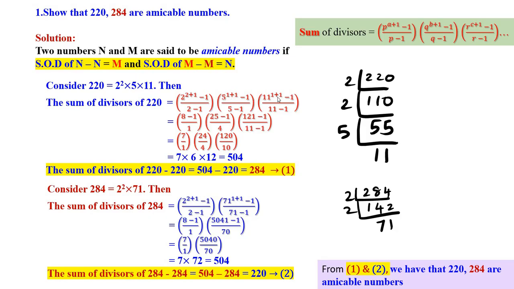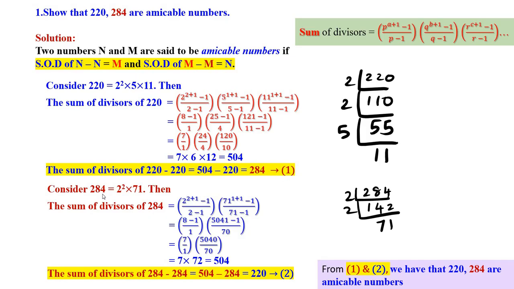So this is what we have, and on simplification this gives 8 minus 1, 25 minus 1, 121 minus 1, and the denominator 1, 4, 11 minus 1, that's 10. Further simplification gives the sum of divisors of 220 to be 504. So the sum of divisors of 220, namely 504, minus 220 gives us 284. Let us name this equation 1.